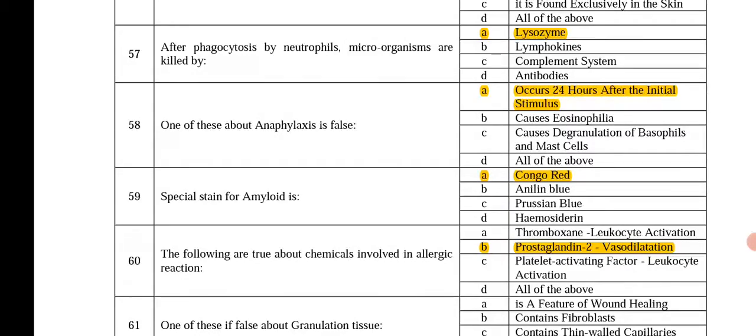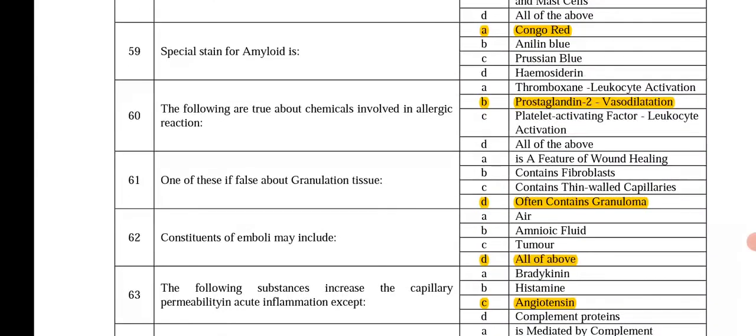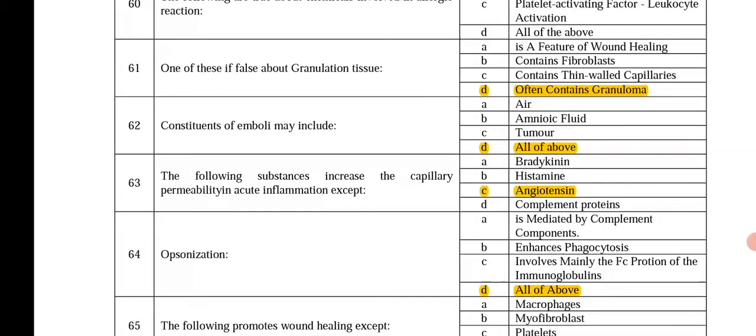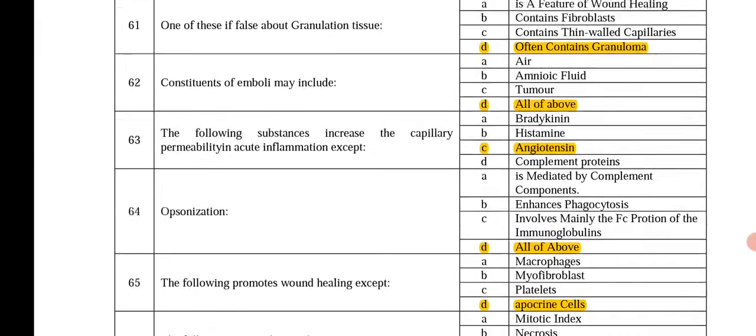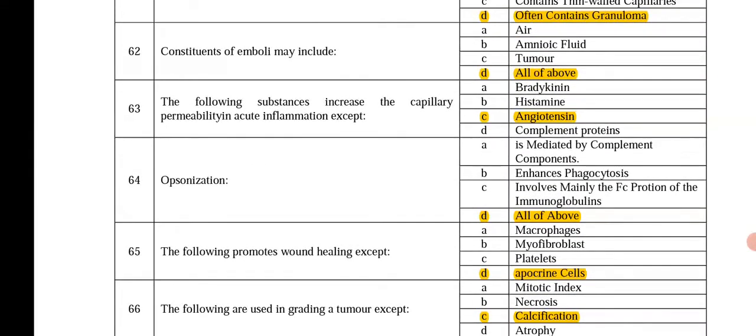Special stain for amyloid is Congo red. The following is true about chemicals involved in allergic reaction. Prostaglandin E2: vasodilation. One of these is false about granulation tissue: often contains granuloma. Constituents of embolus may include all of above: air, amniotic fluid, and tumor. The following substances increase capillary permeability in acute inflammation except angiotensin.